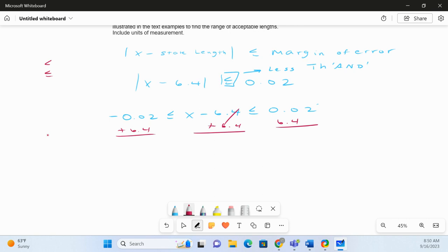So now we're going to add 6.4 to negative 0.02 on the left. That's going to give us 6.38 is less than or equal to x, which is less than or equal to, if we add 6.4, 6.42. So final answer, because we're not done, we've just solved the problem. Our final answer with units of measure would be 6.38 millimeters is less than or equal to x, which is less than or equal to 6.42 millimeters. And so the range of values is anywhere between 6.38 millimeters and 6.42 millimeters.